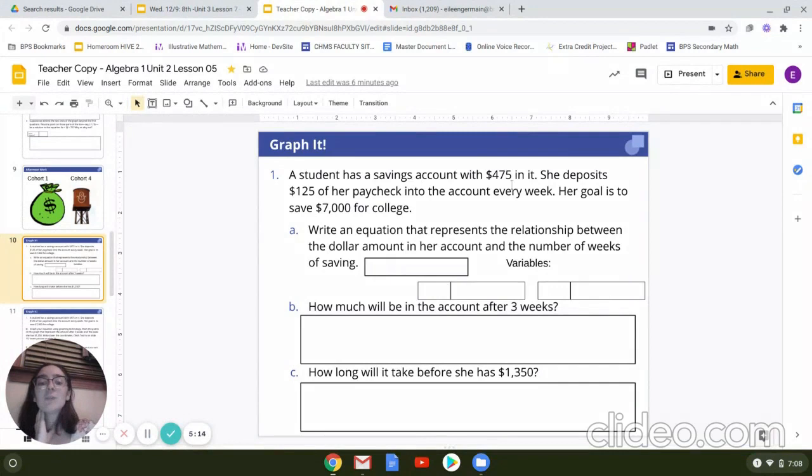If you finish early, I want you to look at B and C as well. How much would she have after 3 weeks, and how long would it take her to get to $1,350? I'm going to grab my timer and we're going to get started. Here we go.